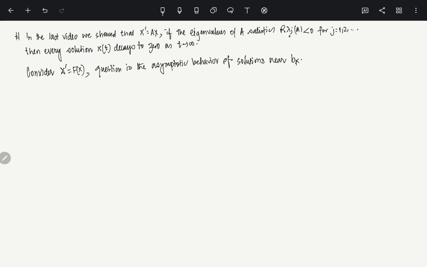B star. Is it okay? Asymptotic behavior near B star. So what is B star? B star is the equilibrium point. Okay. Now how do we find it? See, so what we are going to do is this.